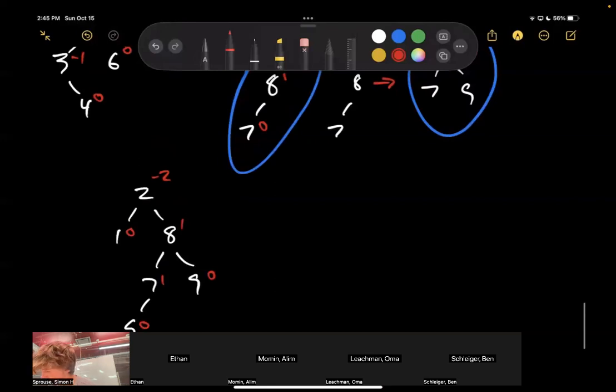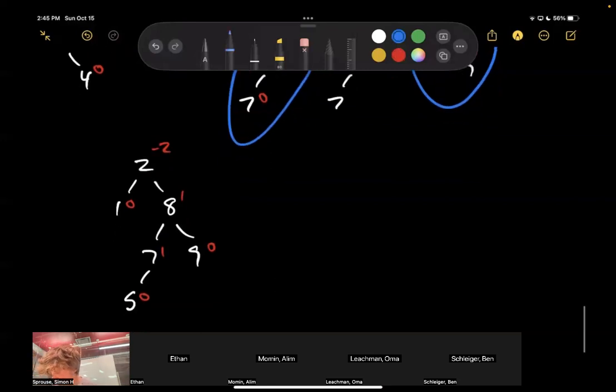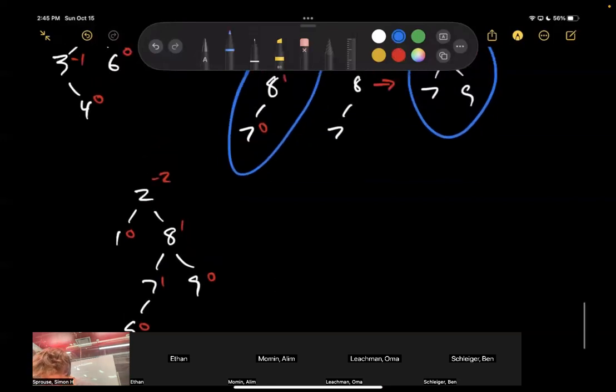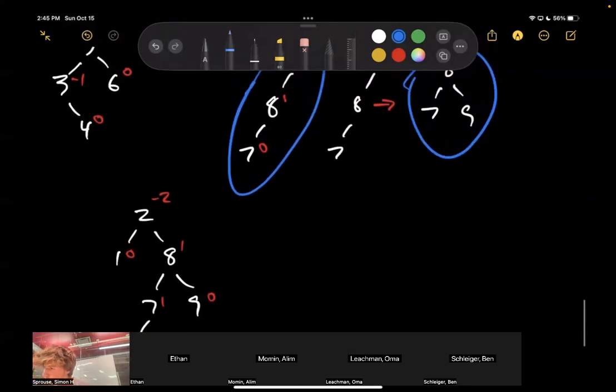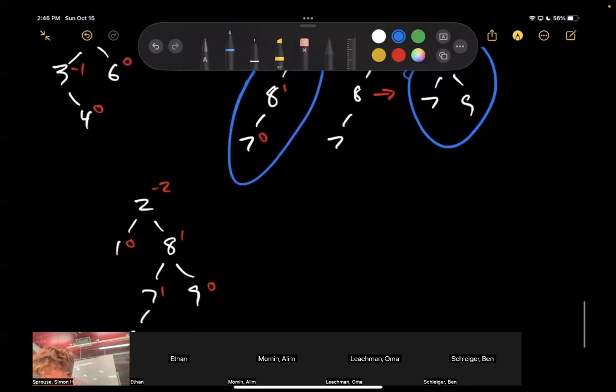Okay, so anyways, like I did before, let's see, where is the problematic case? Seems to be that the problem is now here. Right? Seems like this is the subtree that we now need to rebalance entirely.